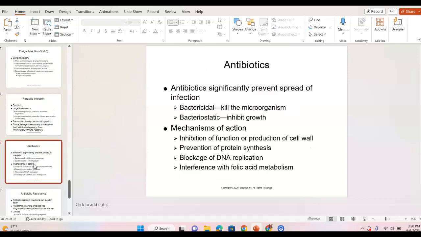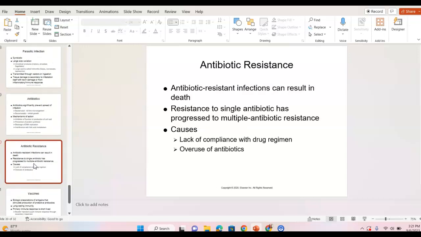So, antibiotics only fight bacteria, they do not fight off viruses. Of course, you know that because people try to ask for antibiotics with viral infections. And of course, we try not to do that because we've overused them for years. They prevent the spread of that infection by killing the microorganism and inhibiting that growth. I think folic acid helps with the energy of the cell. Other than that, I think most of that makes sense.